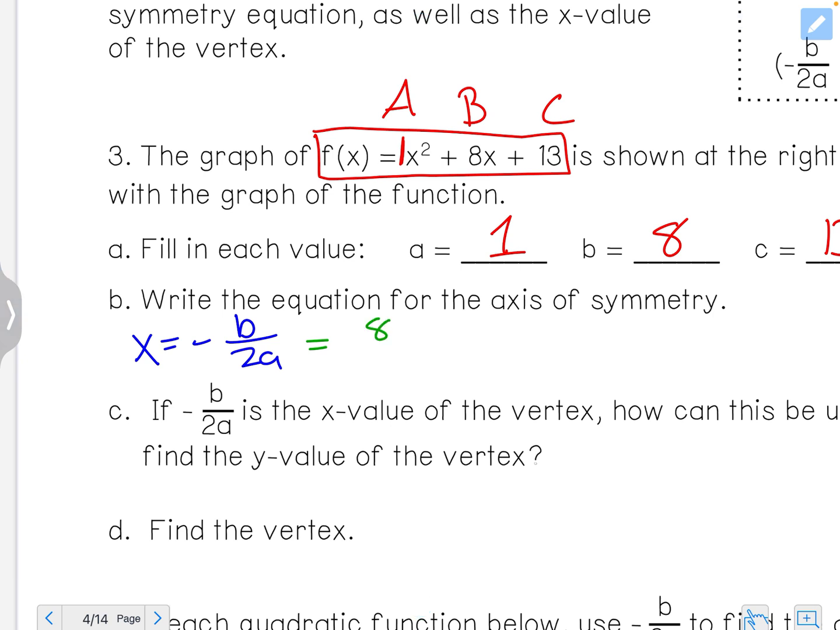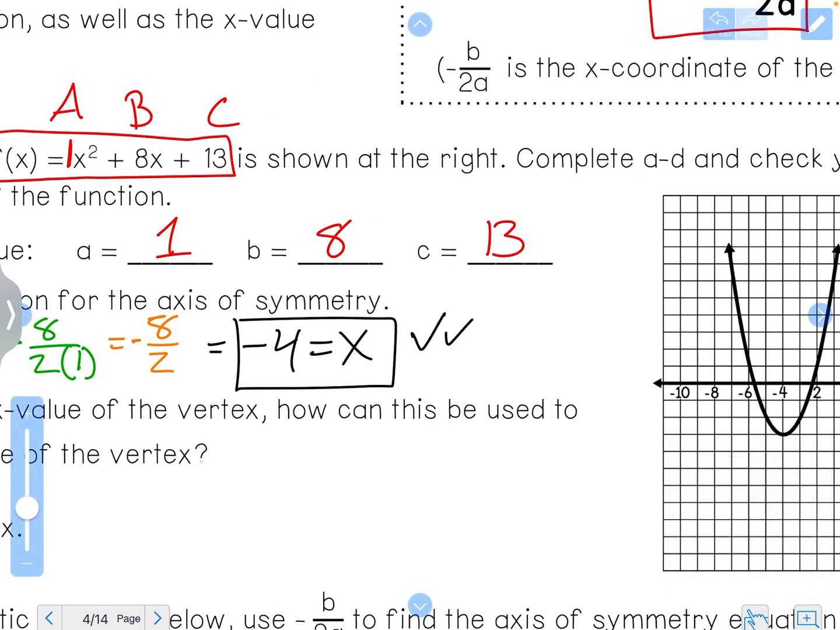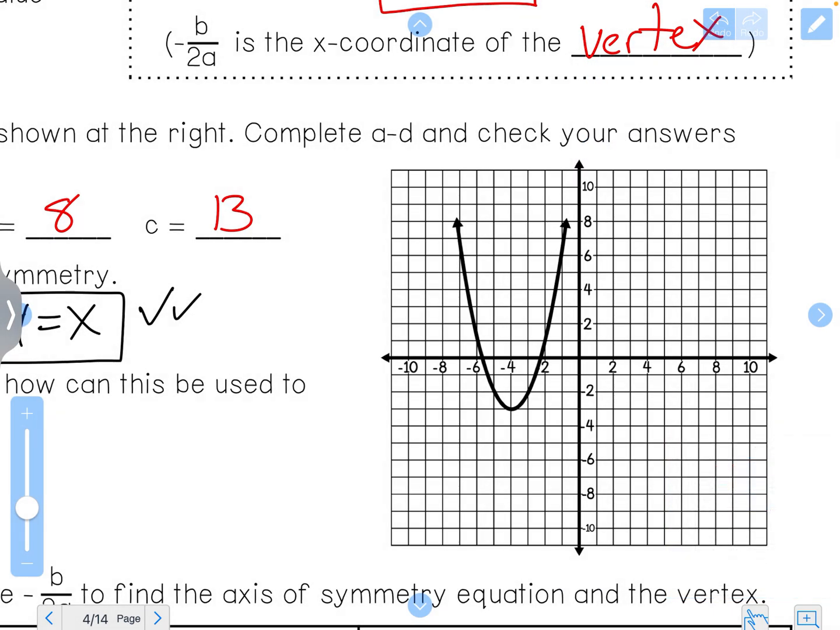So our b value is 8. I'm always just going to keep that negative in front of the parentheses, but you can put it with the 8 if it makes it easier for you to understand. I'm going to put my 2, and I know that my a value is 1. Now I need to multiply 2 times 1, which gets us a positive 2, and now I can simplify my fraction. I need to make sure I have that negative, and 8 divided by 2 is 4, so x equals -4. This right here is our axis of symmetry. And if we were to go look at our graph, we find our vertex, we draw our line, and yep, that is true.